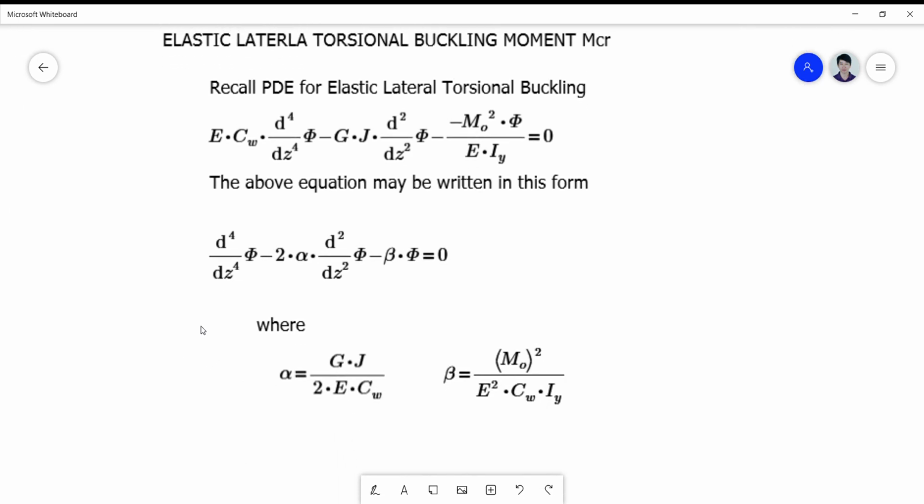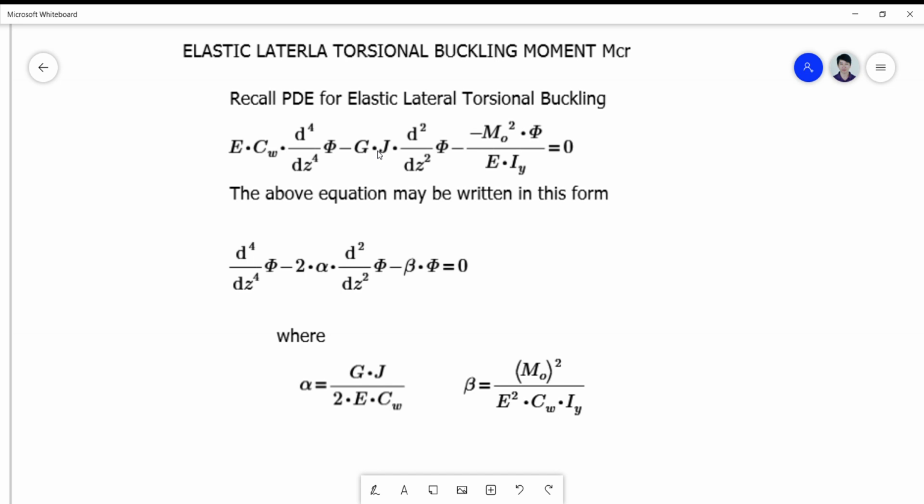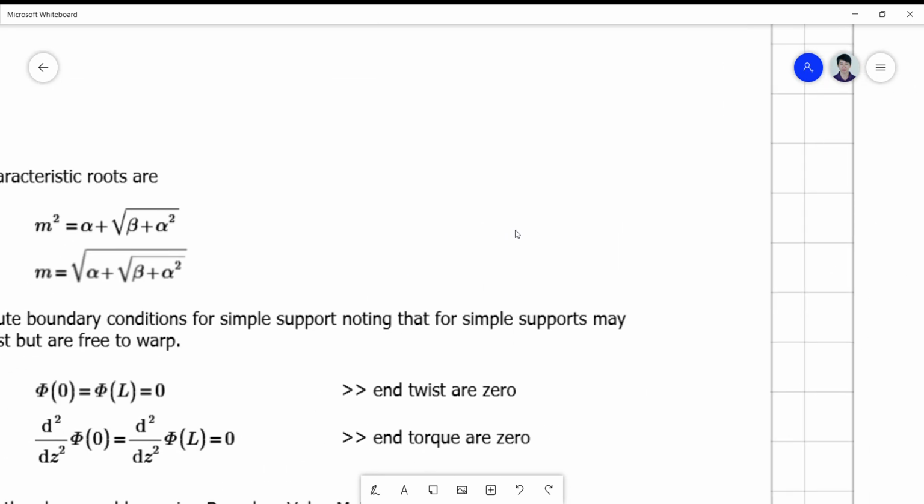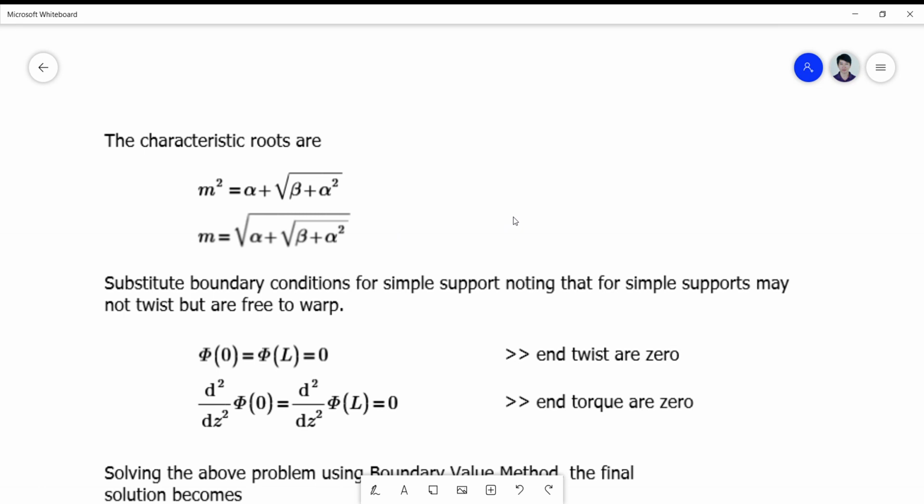where alpha is equal to GJ over 2 E CW, and beta is equal to Mo squared phi over E squared CW Iy. The characteristic roots of that equation may be expressed by using the quadratic formula. And this is the root: m squared is equal to alpha plus or minus the square root of beta plus alpha squared.